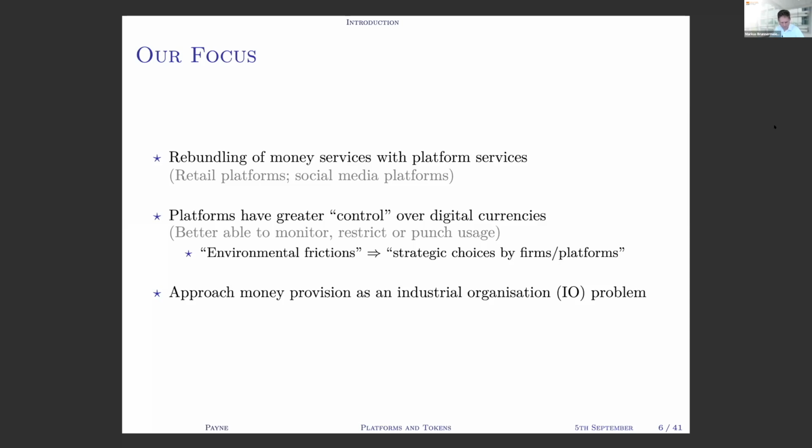And so a lot of these things that we think of as environmental frictions in macroeconomics are actually much more IO problems, strategic choices. And so I think the approach of this paper is to think about money provision much more as an industrial organization problem by a platform that's trying to maximize profits broadly and sees the ability to provide private currencies as part of that profit-making activity.